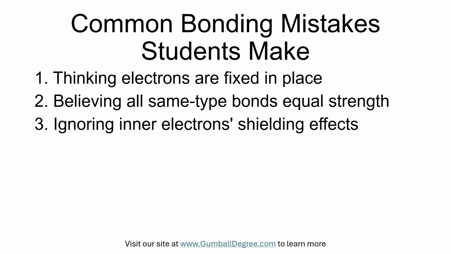Some students assume only outer electrons matter, but inner electrons affect shielding and influence how strongly outer electrons are held. So consider both when predicting bonding tendencies.